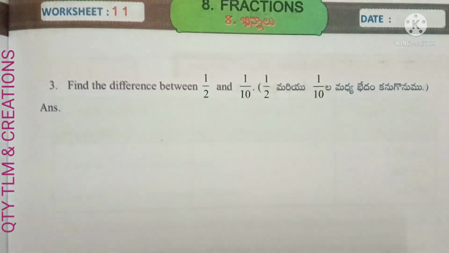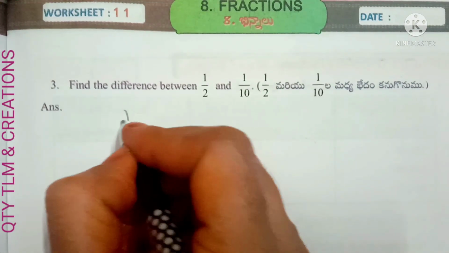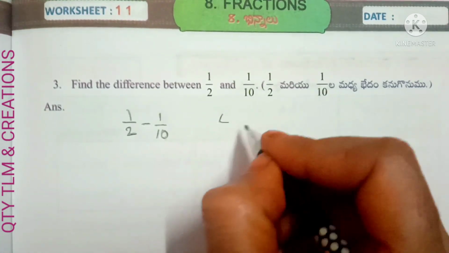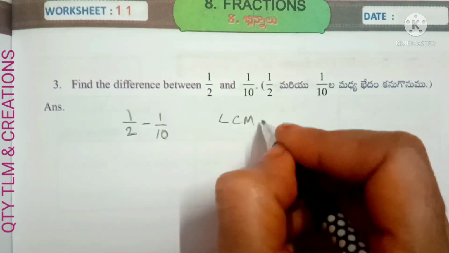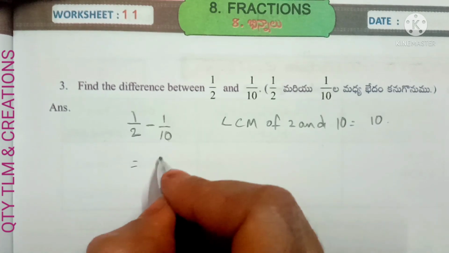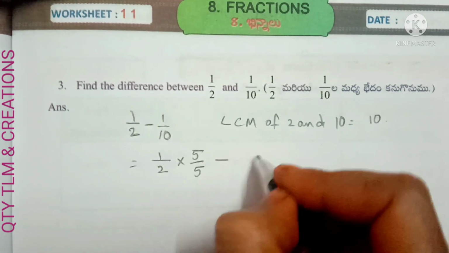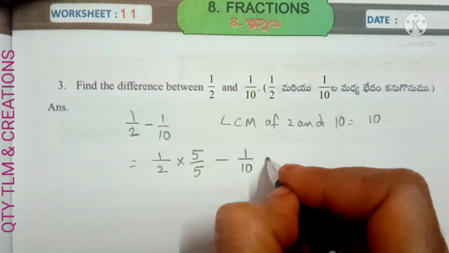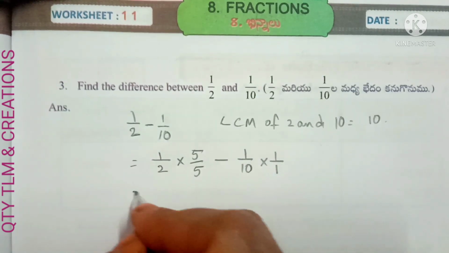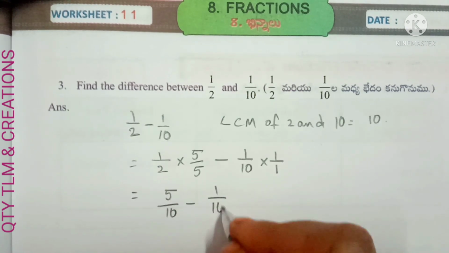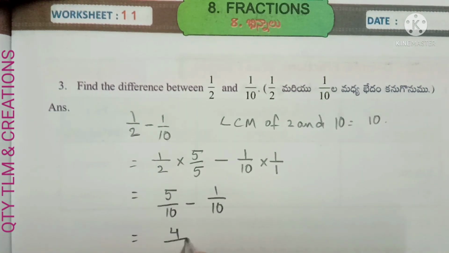Next question, find the difference between 1 by 2 and 1 by 10. So 1 by 2 minus 1 by 10. LCM of 2 and 10 is equal to 10. So 1 by 2 into 5 by 5 minus 1 by 10 into 1 by 1, that is equal to 5 by 10 minus 1 by 10. So that is equal to 4 by 10.